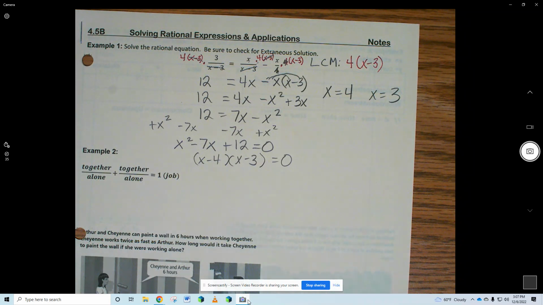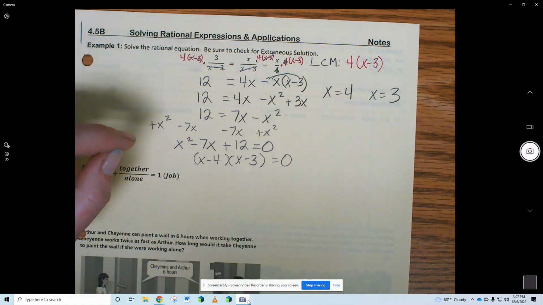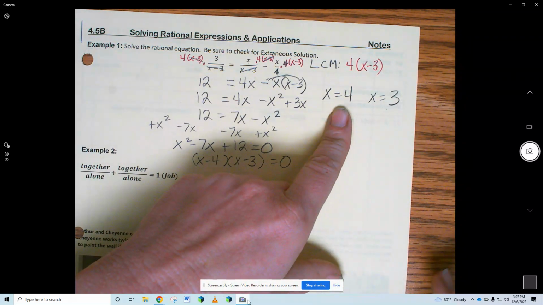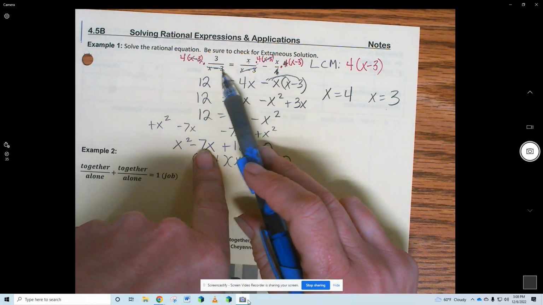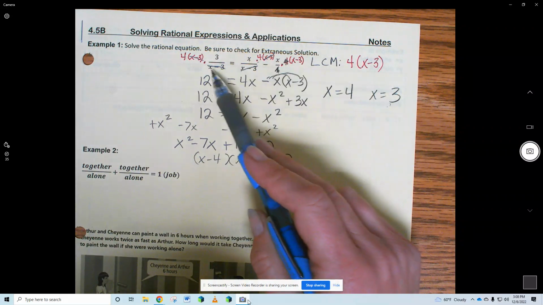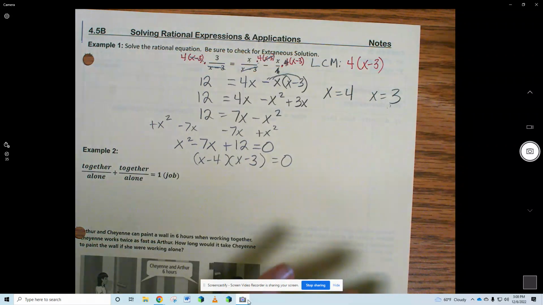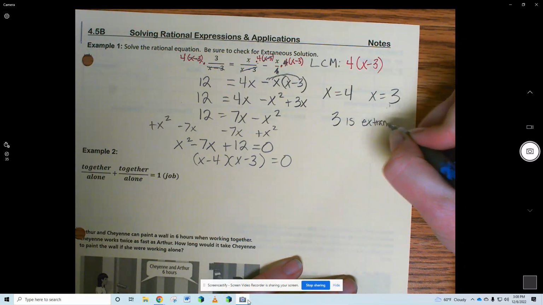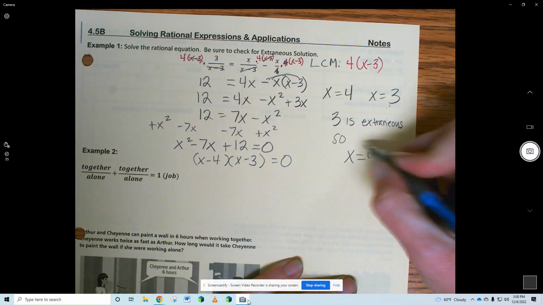All right, checking for extraneous solutions means I cannot have the denominator be 0. And I look at my two answer choices. Maybe both of them work. Maybe not. But if I plug 4 in, 4 minus 3, that'd be fine. I wouldn't have 0. If I plugged 3 in, 3 minus 3, that would be the problem. I cannot have 0 in the denominator. So 3 is extraneous. So x equals 4 is my answer.